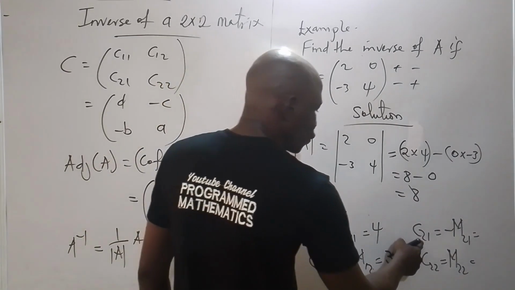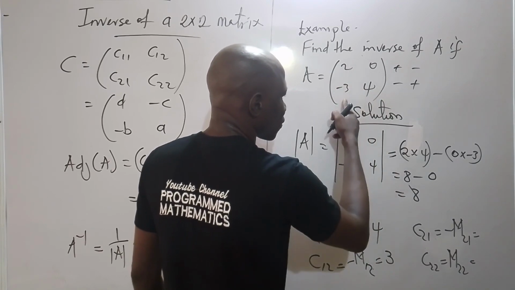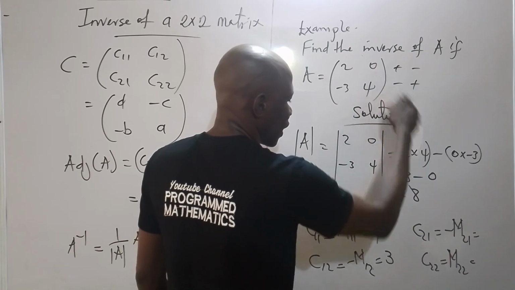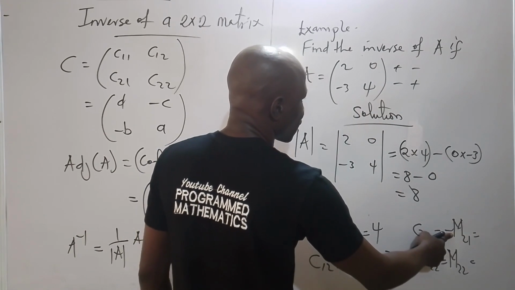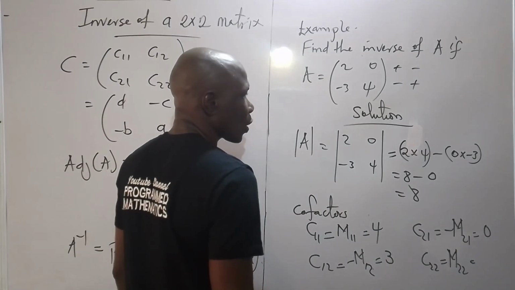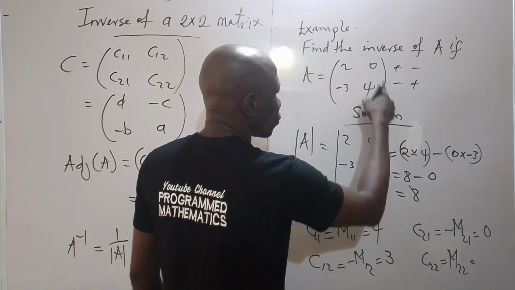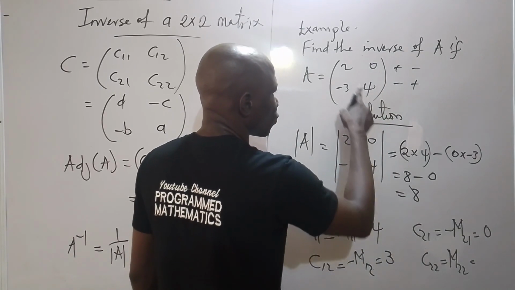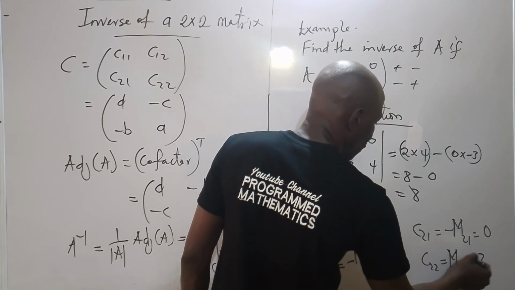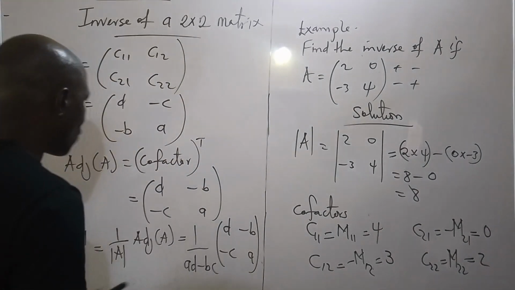Then C21, second row, first column. Delete those two, you are left with 0. Because of the minus sign, minus times 0 is still going to be 0. Then the last part of it is M22. Second row, second column, delete those two, we are left with 2. So we have the cofactors.